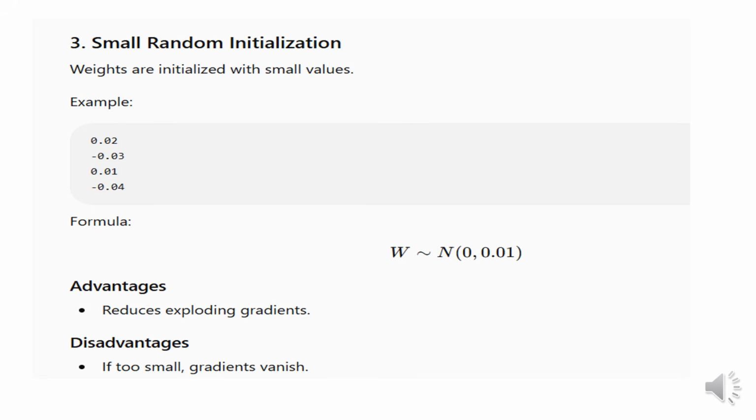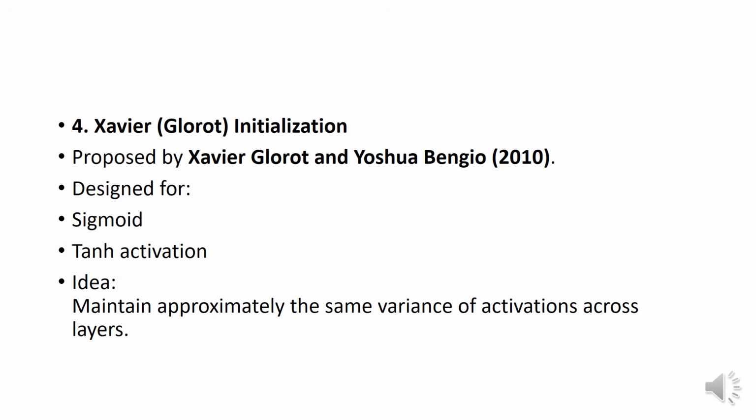Next is small random initialization, where weights are initialized with small values. These are examples where we have assigned very small values as weights. The formula is a normal distribution with mean 0 and standard deviation 0.01. The advantage is that it reduces exploding gradients; the disadvantage is that if values are too small, gradients vanish. Next is Xavier initialization, proposed by Xavier Glorot and Yoshua Bengio in 2010, designed for sigmoid and tanh activations. The idea is to maintain approximately the same variance of activations across layers.